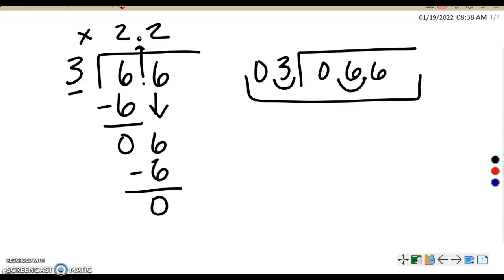So this division looks exactly the same as yesterday. The only difference is this part, moving the decimals at the beginning, and that's the only part that's different. Okay, so we'll do one more example.